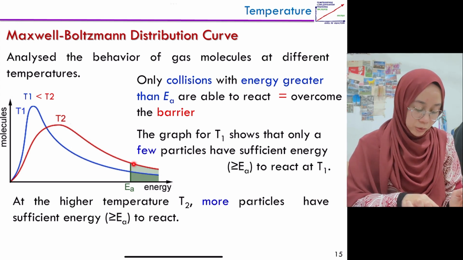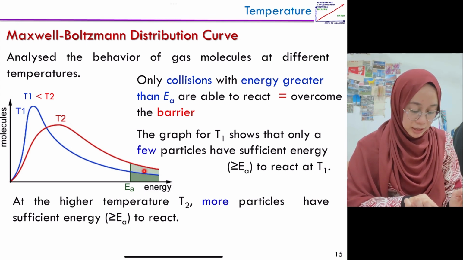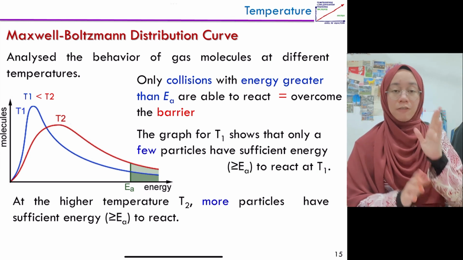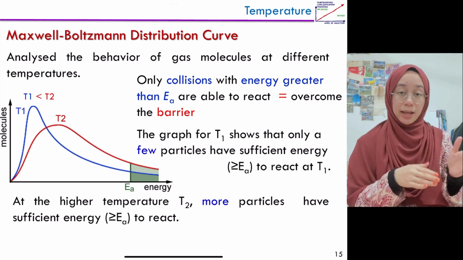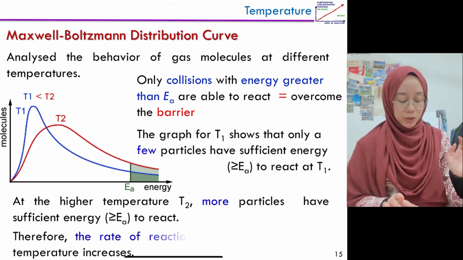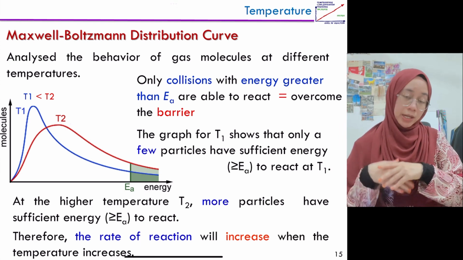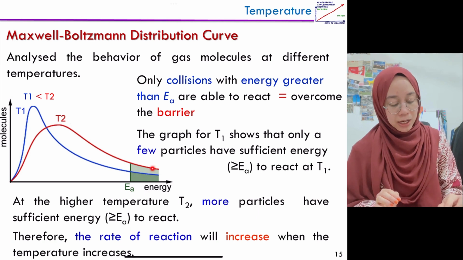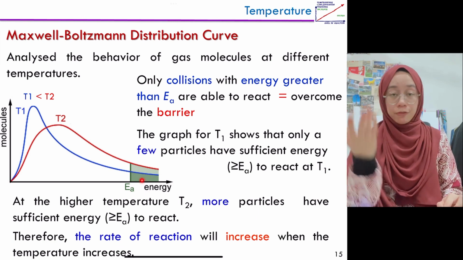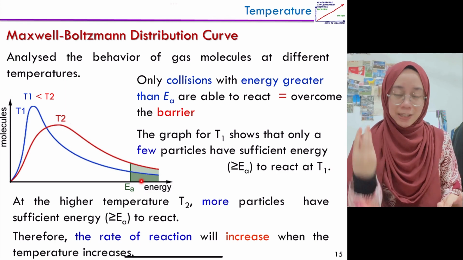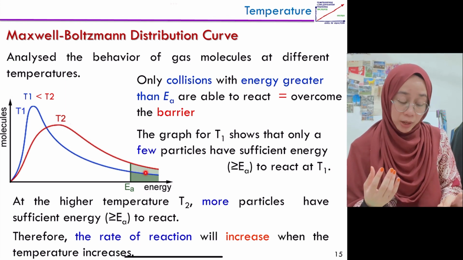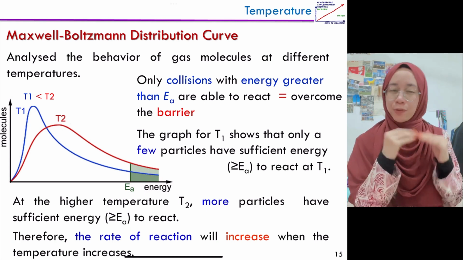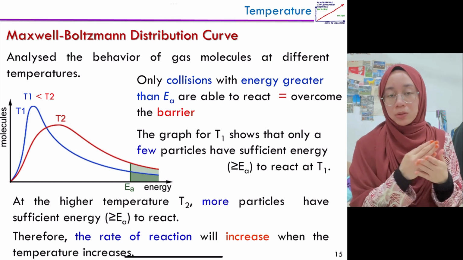As you can see, for the red one below, all of this, the dark colour together with the lighter colour, is the number of molecules able to react under T2. So this shows that the rate of reaction will increase when the temperature increases, because we can see more molecules under T2, meaning the rate of reaction will increase when temperature increases. Meanwhile, if we look back at T1, the blue one below, the area is small. So it shows that fewer molecules are able to react.